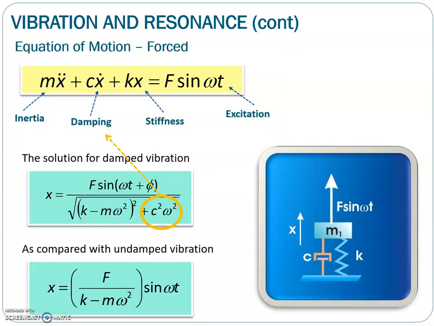Let's look at the equation of motion when the damping force c x dot is included. The solution of this equation gives the displacement as follows. When we compare with the displacement equation of undamped vibration we derived earlier on, we can see that an additional damping resistance is in the denominator of the equation, acting as an extra resistance to the system.